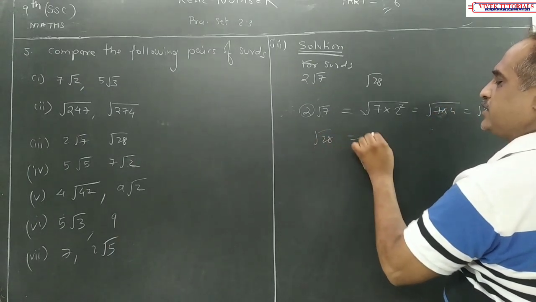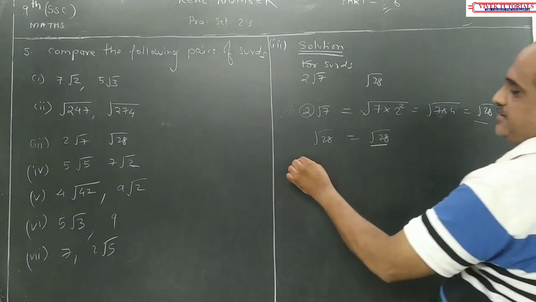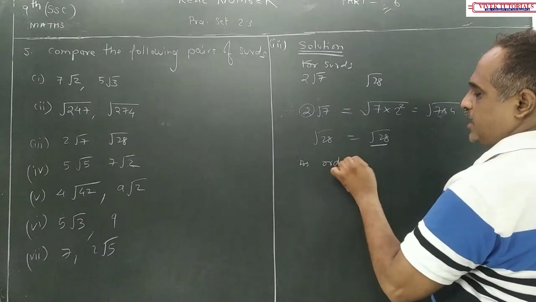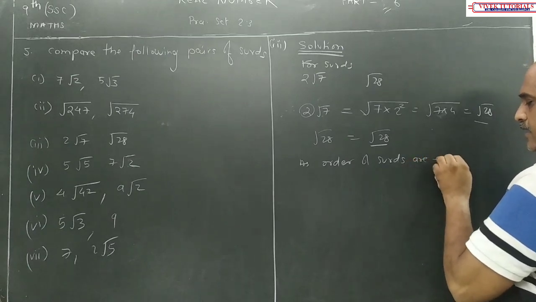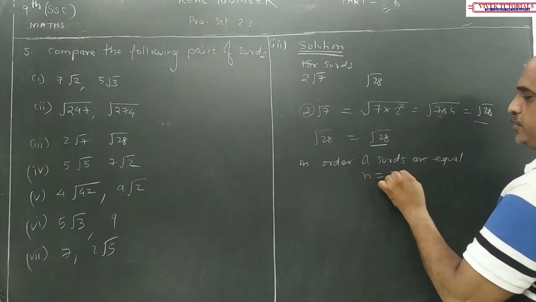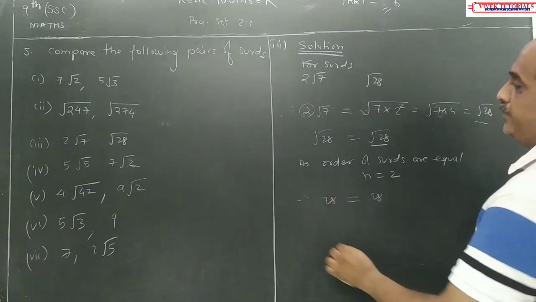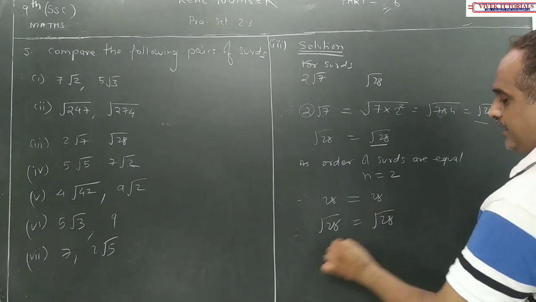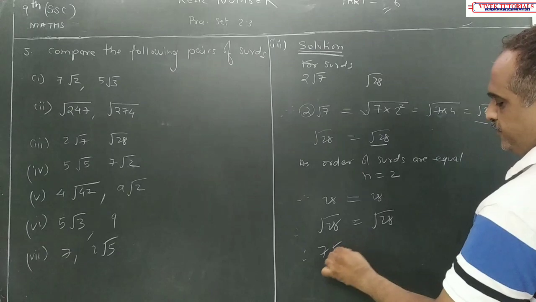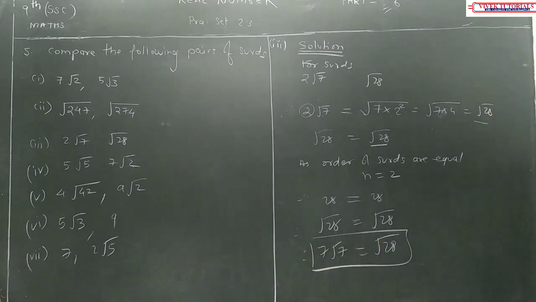Now it is a mixed only, so it will remain as it is. Now compare this and this. As order of surds are equal, n is equal to 2 and 28, here 28, both are equal, means root 28 is equal to root 28, means 2 root 7 is equal to root 28. Put in the box. Copy down it properly.